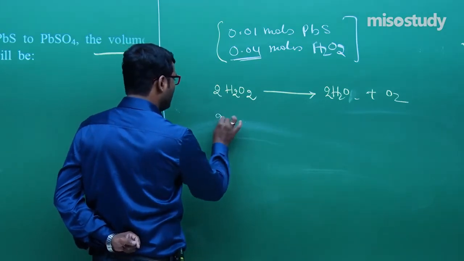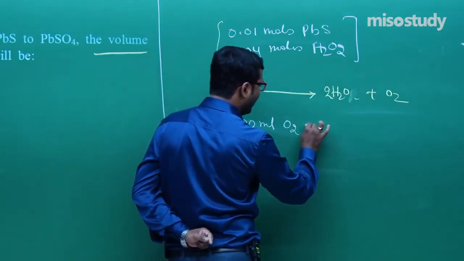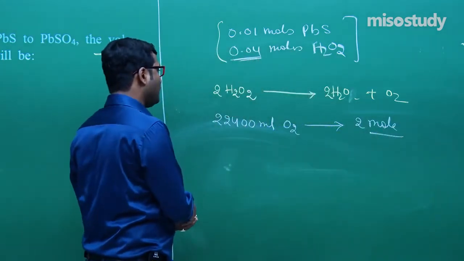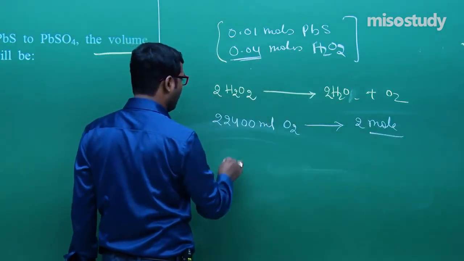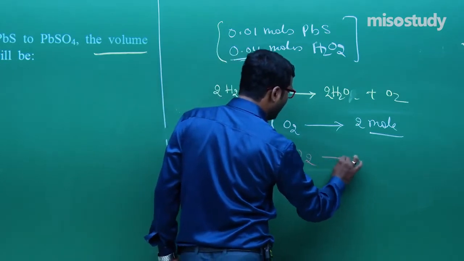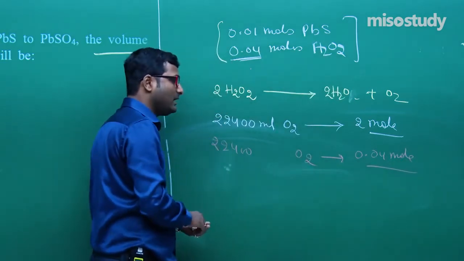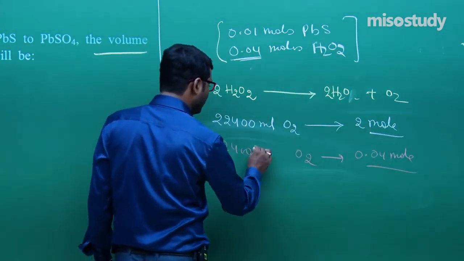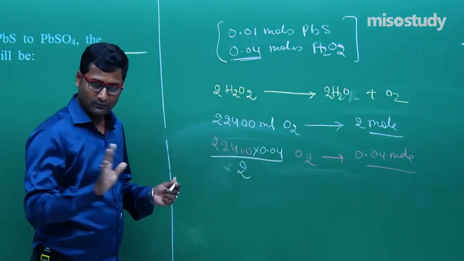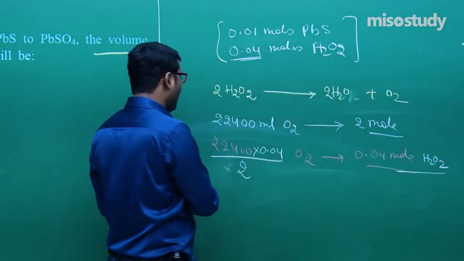Now we know 22400 ml O2 we get from 2 moles. Now how much volume do we get from 0.04 mole? Remember this. Now what to do? That is 22400 into 0.04 divided by 2. We can write it like this: by using 0.04 mole H2O2 we get this.